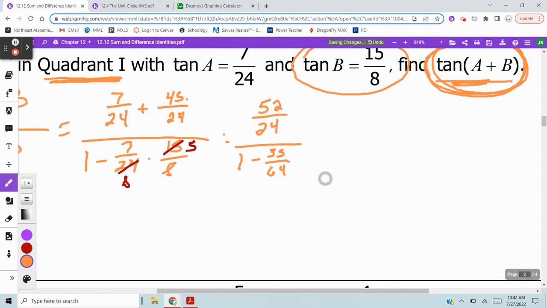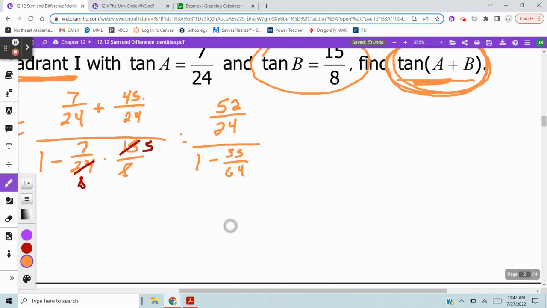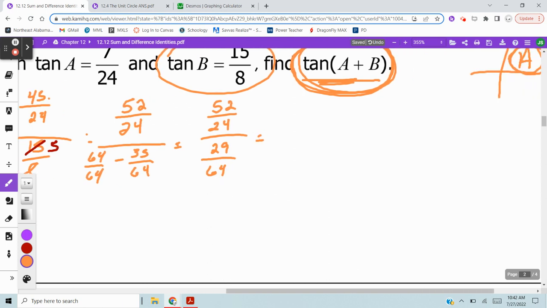On bottom, I do have a subtraction, so I'm going to have to find a common denominator there. 1 over 1, I can change to 64 over 64 so that I can subtract those. On top, I have 52 over 24. On bottom, I have 64 minus 35, which is 29 over 64. I do have a complex fraction now.